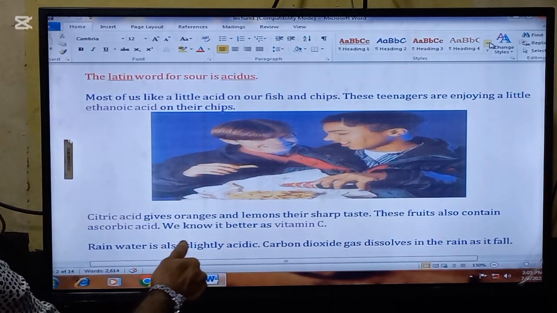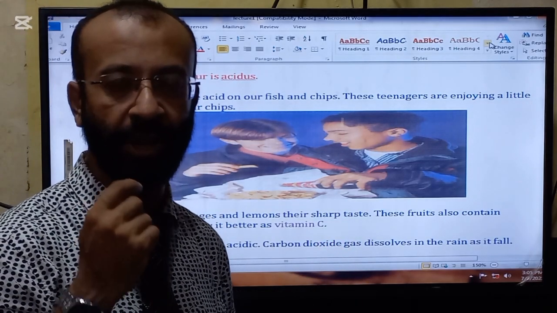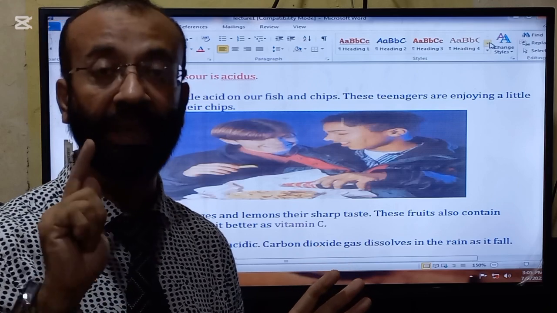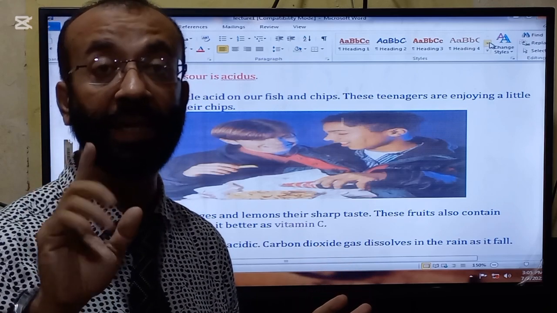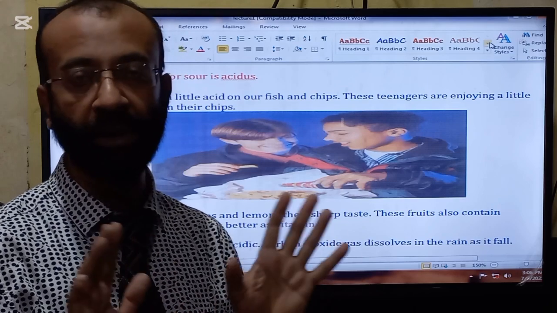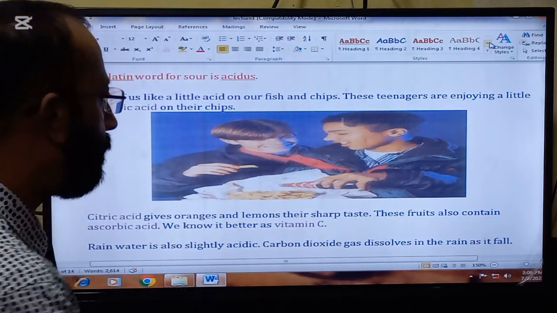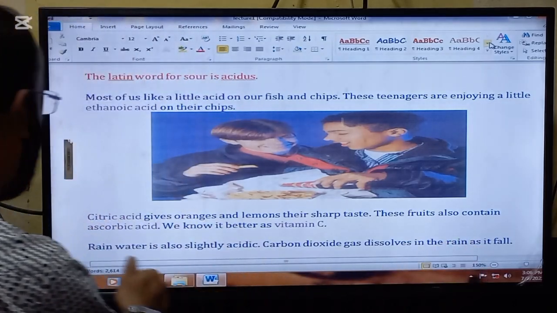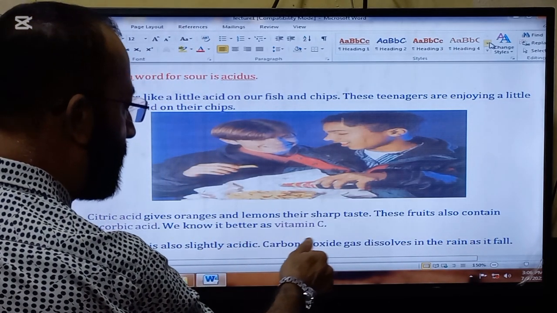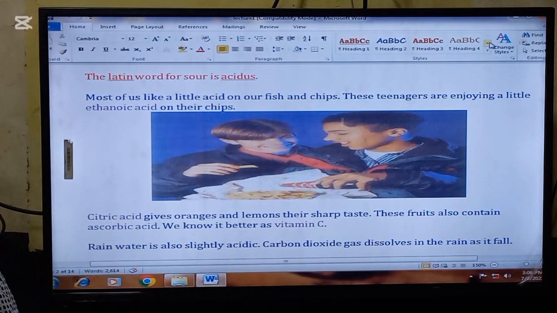Citric acid gives oranges and lemons their sharp taste. Whenever you taste orange or lemon, they have a very sharp taste. These fruits contain citric acid. This is another acid which has a sour taste but a very strong one. These fruits also contain ascorbic acid. We know it better as vitamin C. So vitamin C is ascorbic acid.